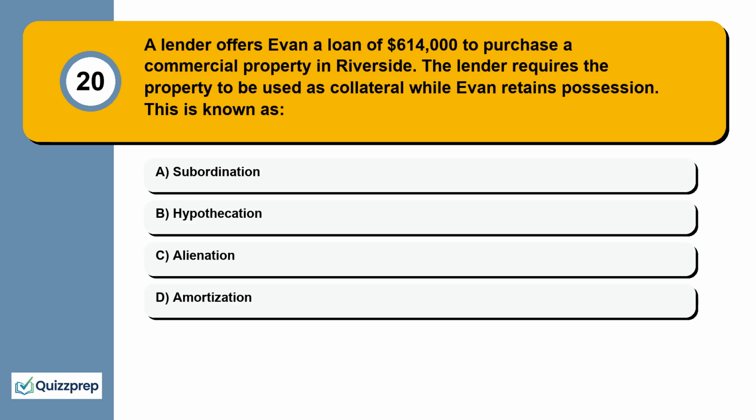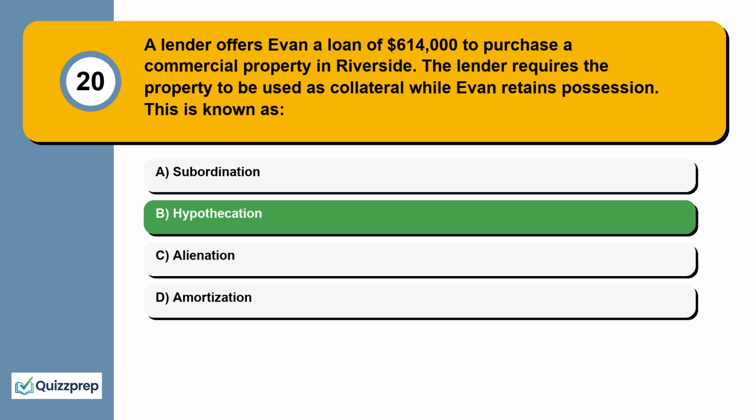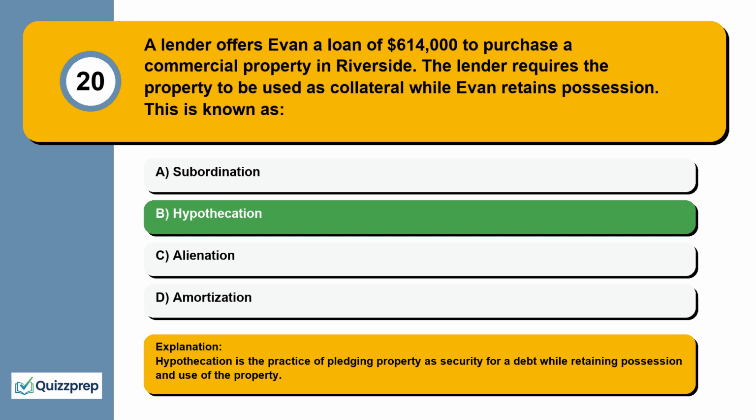Question 20. A lender offers Evan a loan of $614,000 to purchase a commercial property in Riverside. The lender requires the property to be used as collateral while Evan retains possession. This is known as subordination, hypothecation, alienation, amortization. Hypothecation is the practice of pledging property as security for a debt while retaining possession and use of the property.